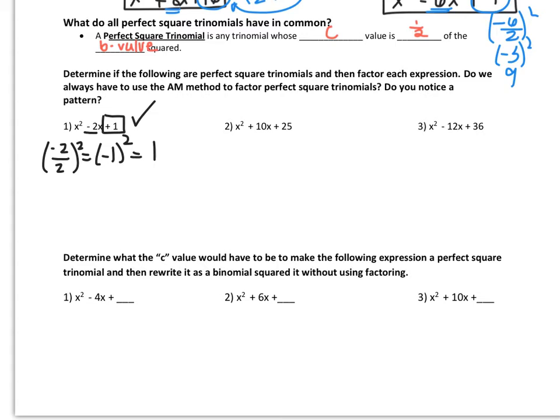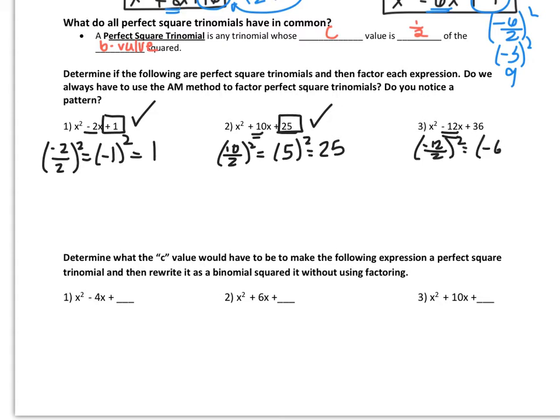And let's look at the second example. Is the C value half of B? Half of 10 squared. So half of 10 is 5. 5 squared is 25. Is that the C value? Yes. Okay, last one. Let's see, is half of B, so half of negative 12 squared, negative 6 squared is 36. Is that the C?